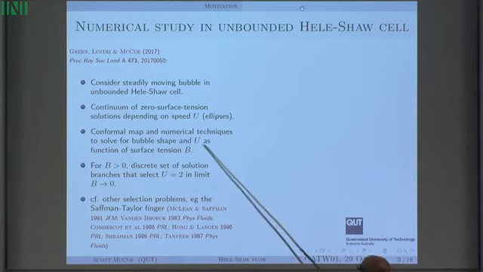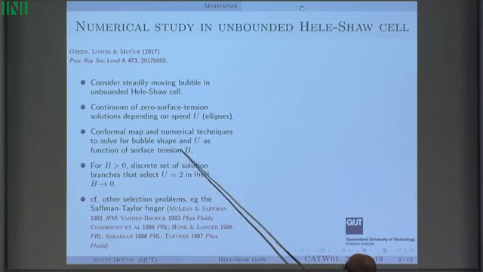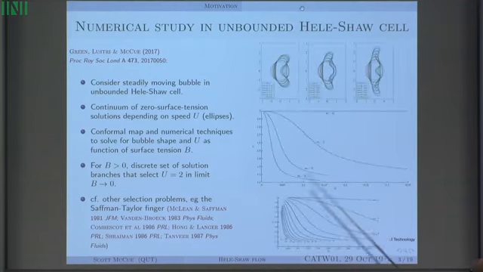But if we include surface tension, we could solve the problem numerically, and I'll just talk about this in a moment. But just to summarize, what happens is that for a fixed surface tension value, there's a discrete number of solutions, and each of these has a different speed and a different shape.